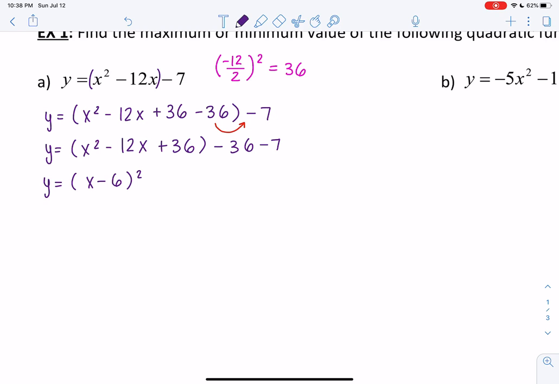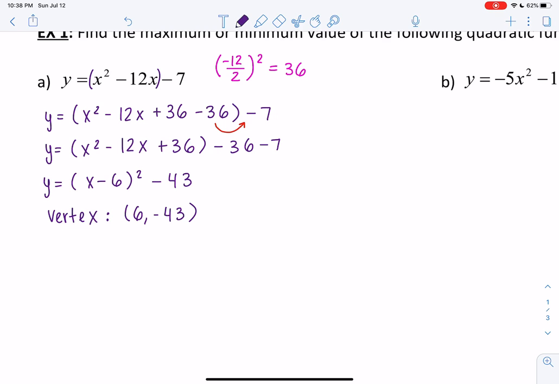Then let's collect like terms at the end. So we have negative 43. So from here, we can find our vertex. So our vertex is going to be at 6. We change that h value sign, negative 43.